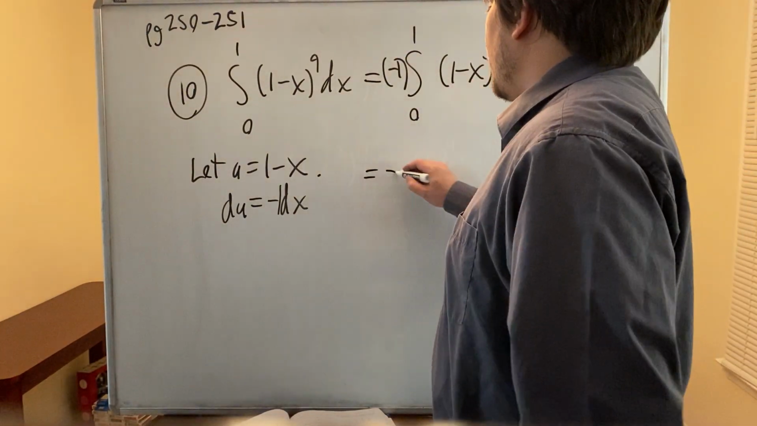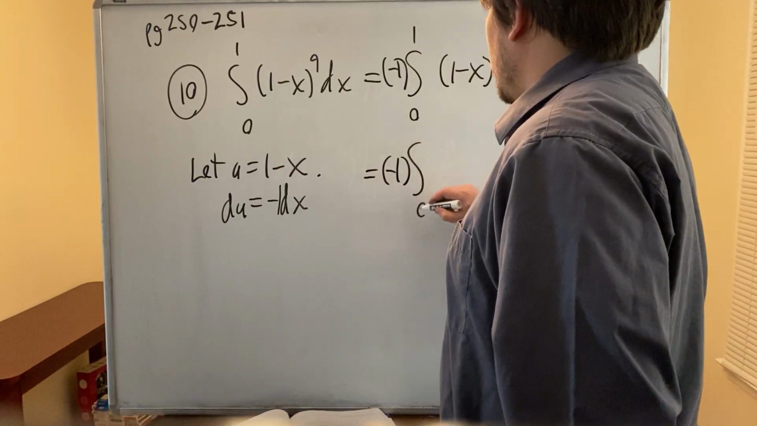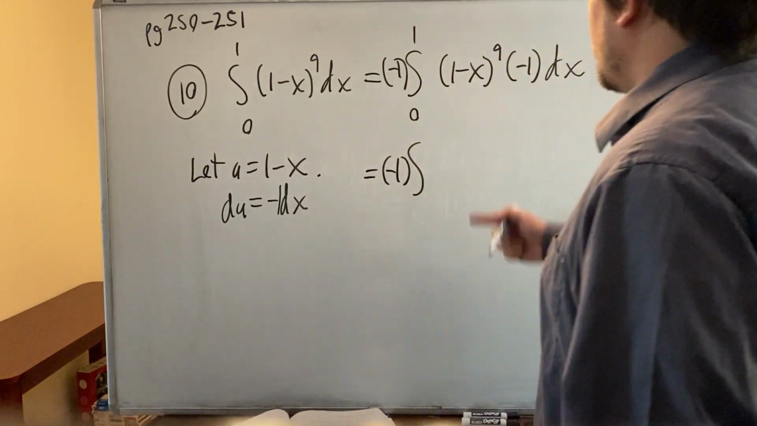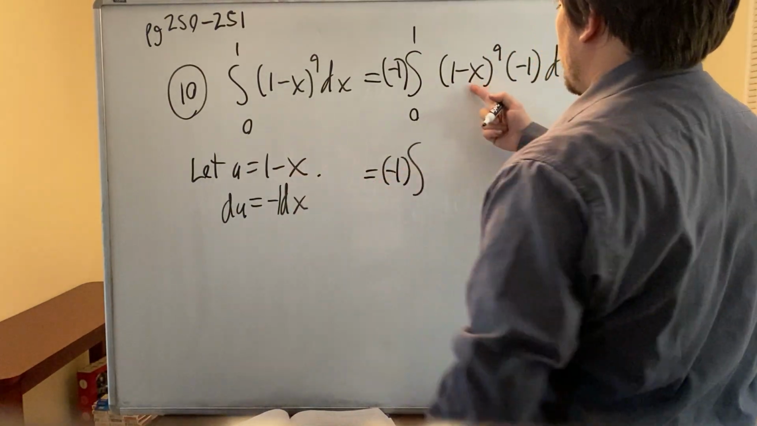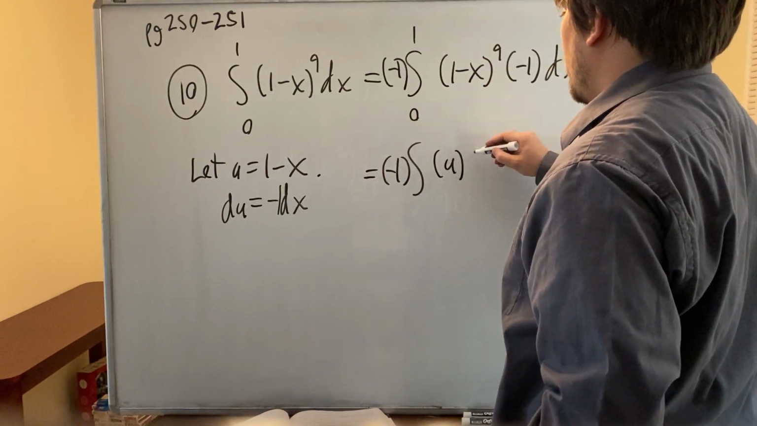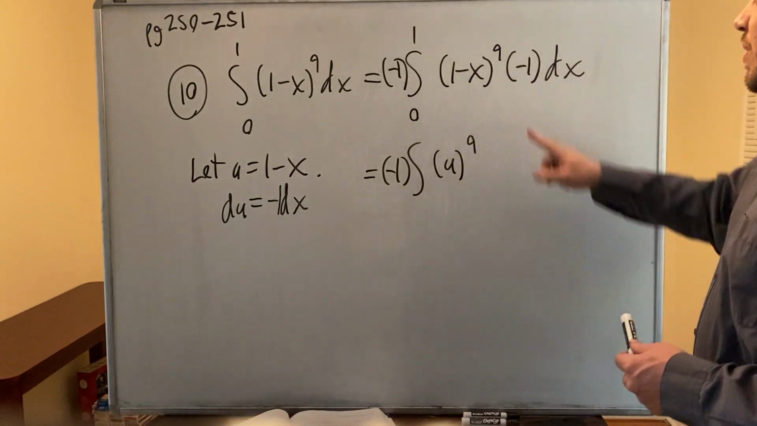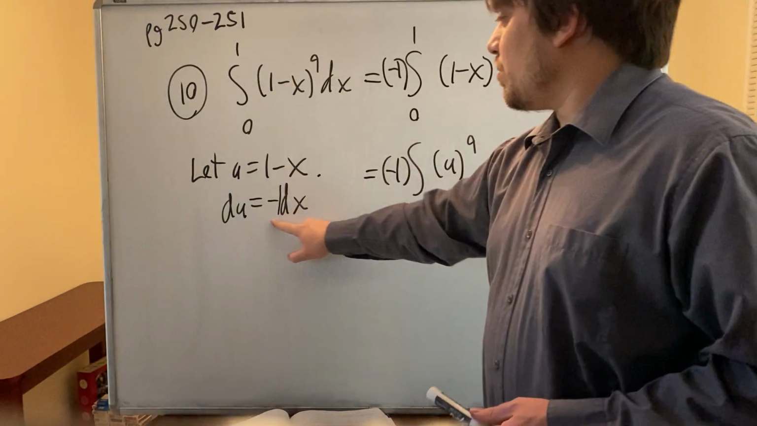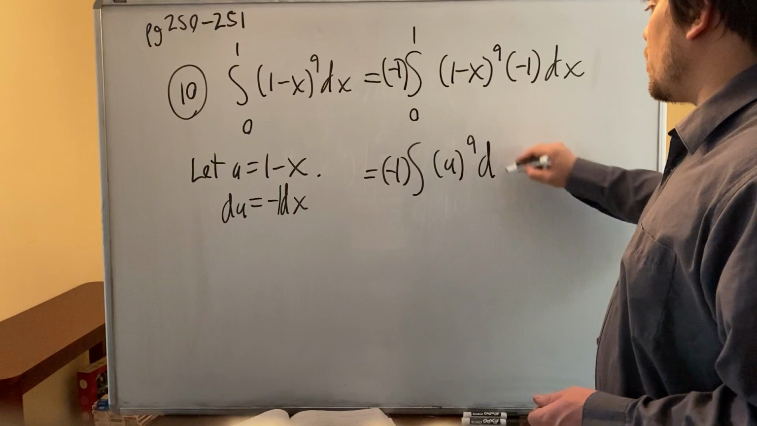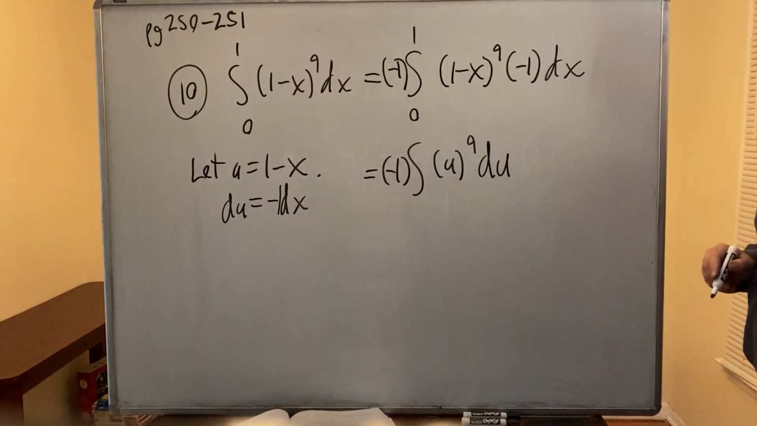Now, I have negative 1 times the definite integral. I'm going to leave the limits for later. u is 1 minus x, so what's in the parentheses here is u, and I'm raising u to the 9th power. I wrote the parentheses just so you can see that that's u. Now this is negative 1 dx. Negative 1 dx is du. And so now I'm going to substitute du there for this.